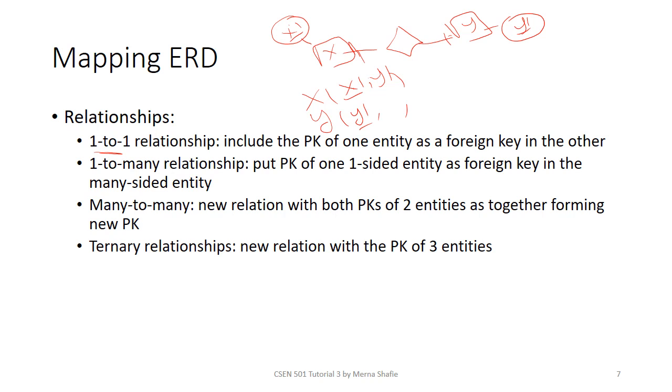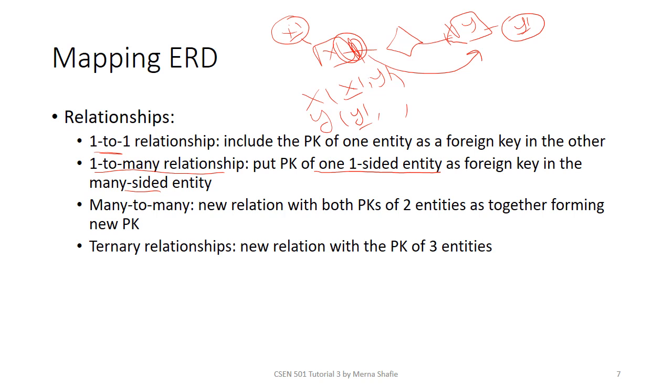I will only map one primary key as a foreign key in the other. This is in case of one-to-one relationships. But if I have one-to-many relationships, I have at one side 1 and at the other side many, I will put the primary key of the one-sided entity as a foreign key in the many-sided entity. So if I have here many sides and here is one-sided, I will take the primary key of the one-sided and put it as a foreign key in the many-sided.